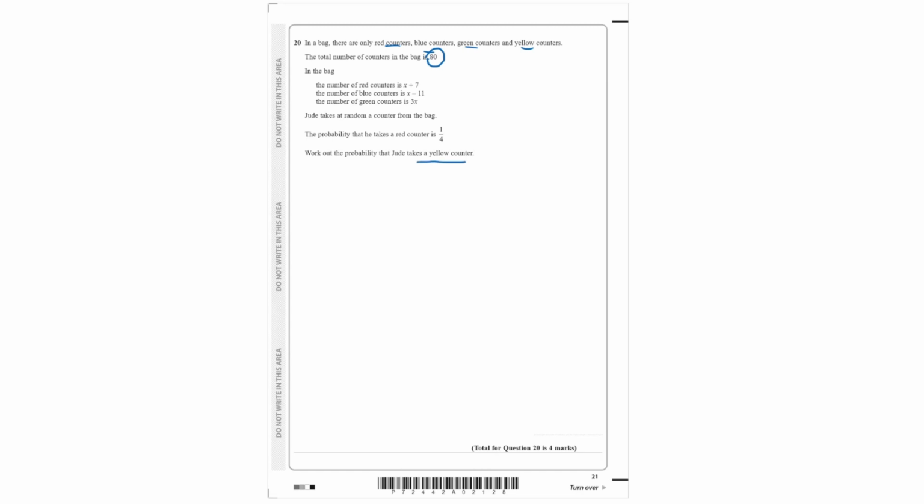So it's given that the probability is already 1/4, and we know the total. So if we know the probability is 1/4 and we know the total, we can simply multiply 1/4 times 80 to give us the number of red counters, which is already given as x plus 7. We can simplify. 80 divided by 4 is 20, which is equal to x plus 7. We bring 7 to the other side. That means x is equal to 20 minus 7. x is equal to 13.